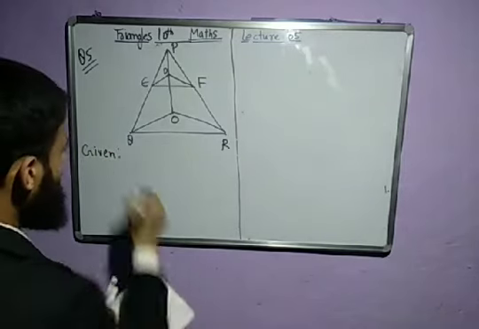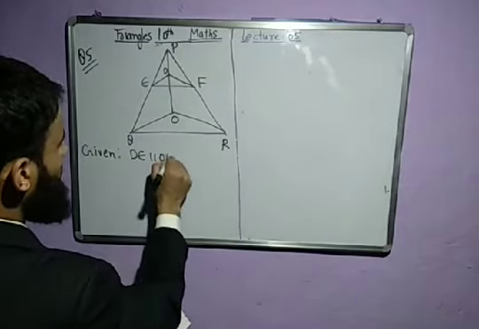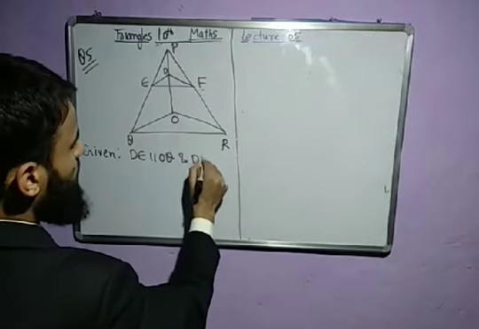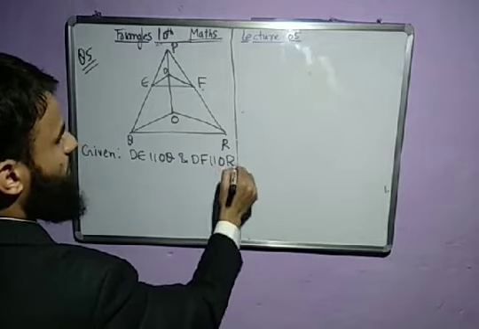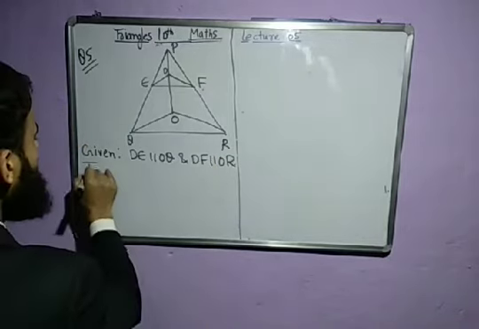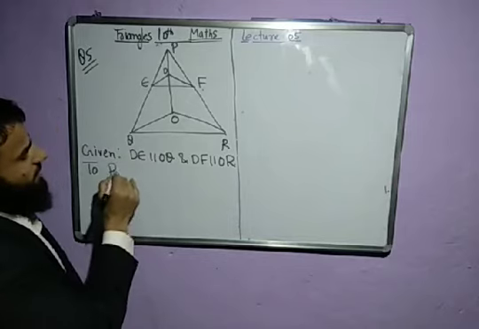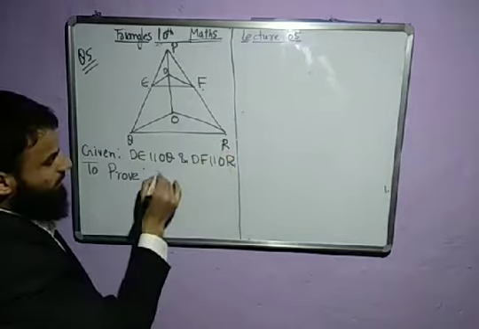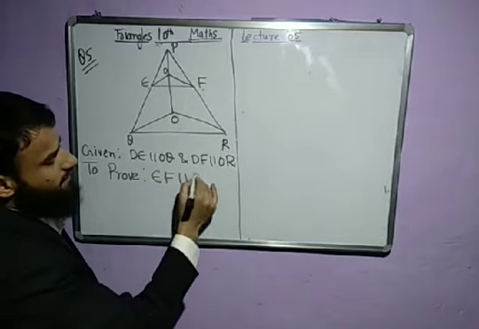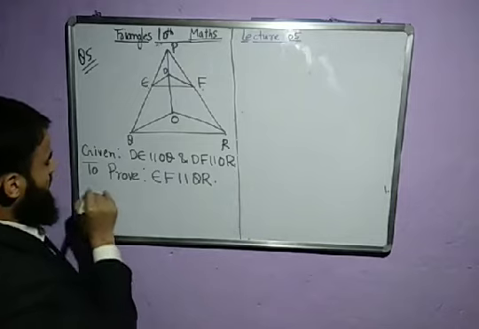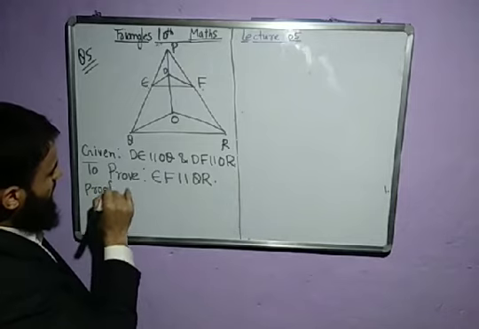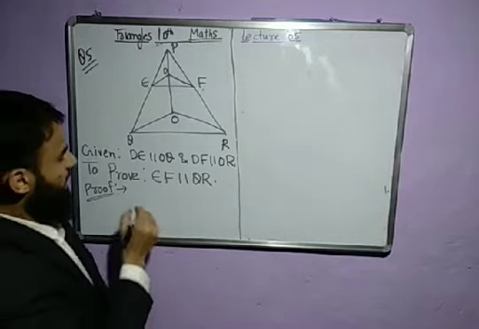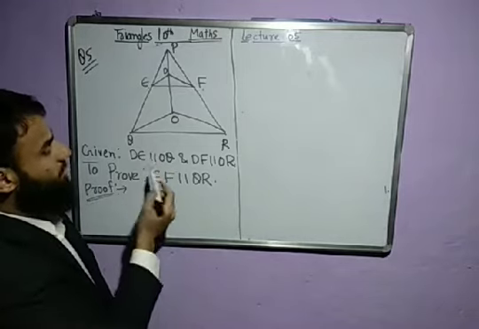It is given that DE is parallel to OQ and DF is parallel to OR. Now we need to prove that EF is parallel to QR. This is very simple. I will use the basic proportionality theorem and its converse here. So let us see how we will solve this.